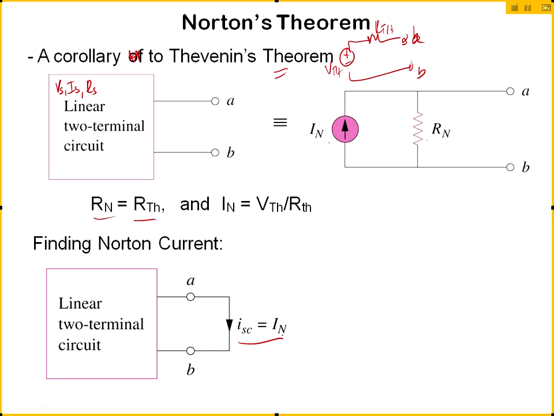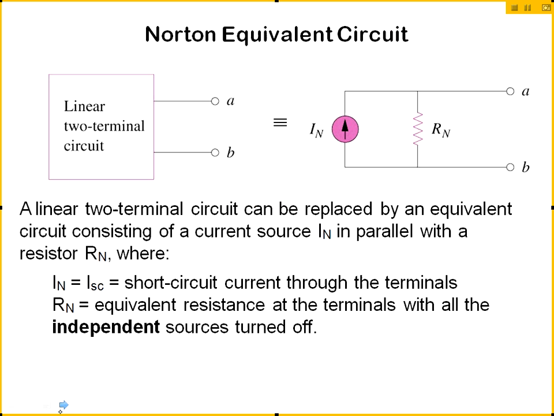Although he did suggest that I Norton can be determined directly by finding short circuit. So some students would solve for I Norton using this, and I guess that's fine. But you can actually find I Norton by finding the short circuit. It's not an I Thevenin. It's I Norton. Because Thevenin didn't do it.